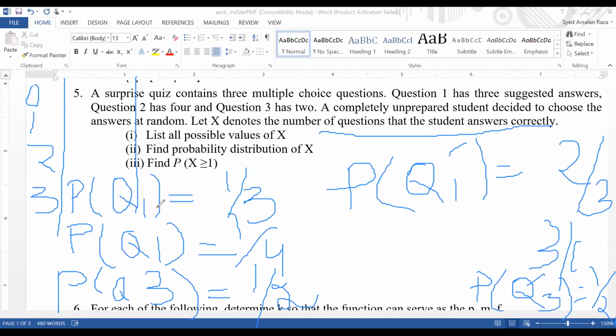1 correct answer. Now we have 3 possibilities. The first is question number 1 correct, 2 incorrect, 3 incorrect. The other possibility is 1 incorrect, 2 correct, 3 incorrect. The third possibility is 1 and 2 incorrect, but the third one correct. Then you have to multiply these probabilities and the sum of these 3 will be calculated. This sum will be the probability of x equal to 1. Okay. Probability of 0 is 1 by 4.